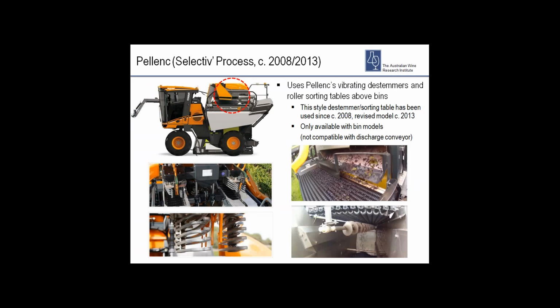In around 2008, Pellenc introduced their new on-harvester destemming and sorting system. This device seems to have been the first significant commercially available sorting system on a harvester. This design is really the same as the winery destemmer sorter that I spoke about earlier from Pellenc, except that it's mounted directly above the onboard grape bins on each side of the harvester, and any juice and smalls passing through the first stage of rollers pass directly into the bins together with the grapes passing through the second stage of rollers.